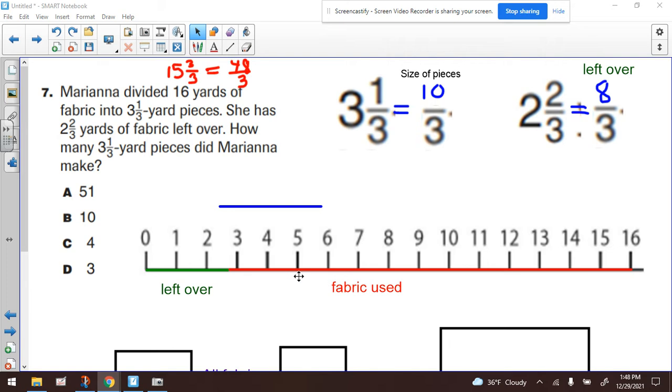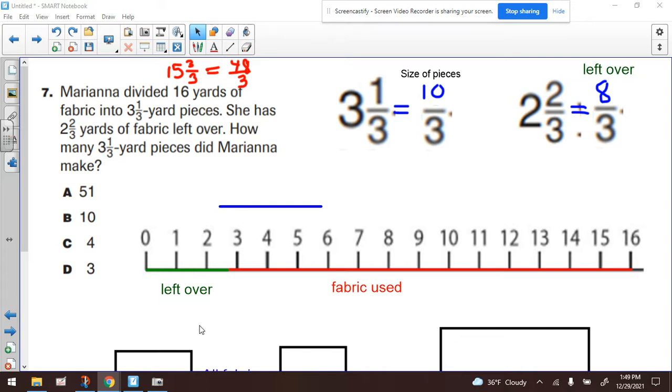Now the fabric that she used is represented here in red. That value is not explicitly stated, and we have to figure that out. How do we figure it out? We have to subtract this amount from 16 to get the red amount. In other words, 16 minus the green amount will give us the red amount. So what are some ways that we should rethink 16 so that we can subtract this green amount from it?